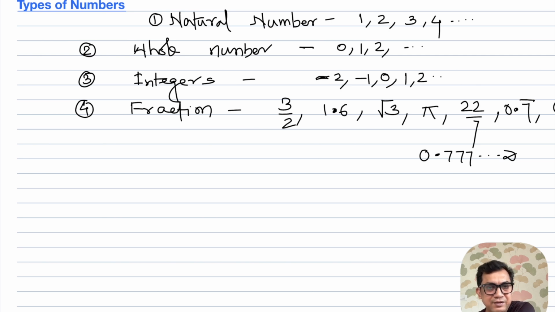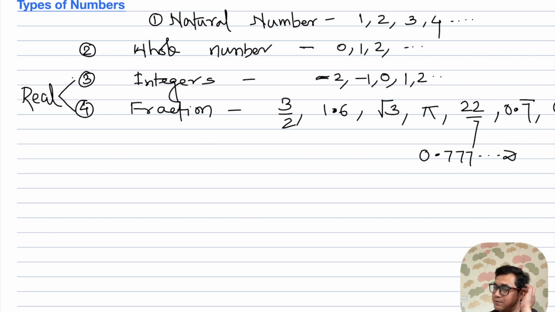So please understand that a real number could be either an integer or a fraction. A real number could be either fraction or integer. इंटीजर के अंदर यू गेट होल नंबर, नेचुरल नंबर सब आ जाएगा, और फ्रैक्शन तो बाकी नंबर आएगा.